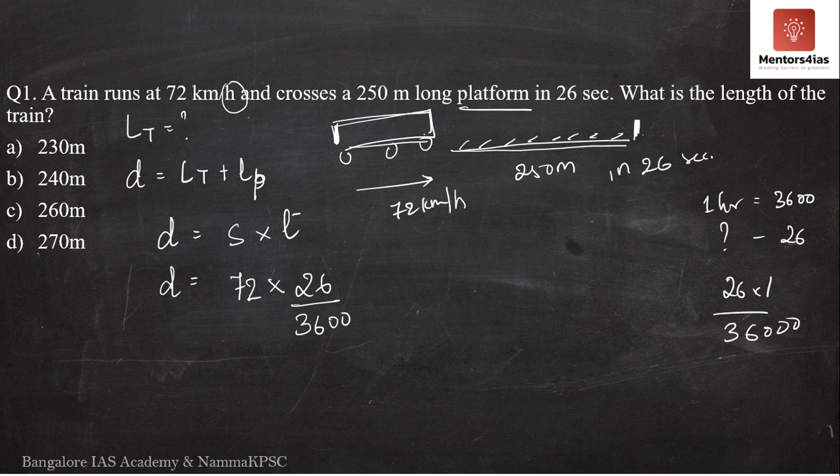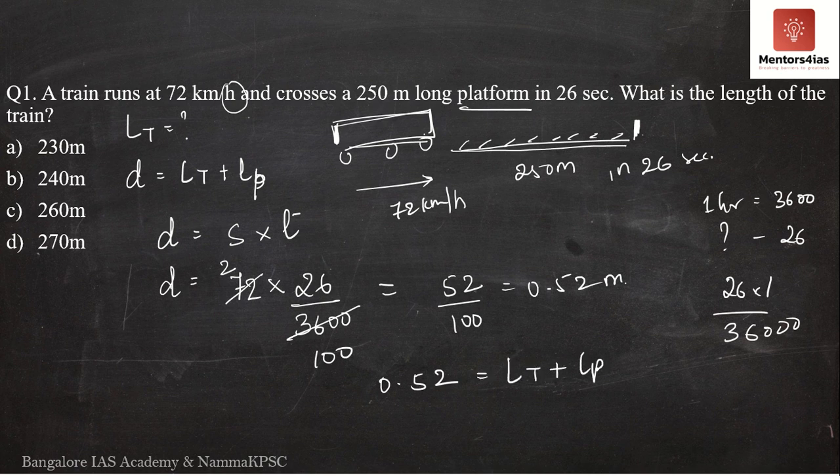Now, obviously 36 into 2 is 72. So 36 twos are 72. This is 100. We have 6 twos are 12, 1 carry here, 2 twos are 4, 5 divided by 100, or 0.52. Therefore, distance is equal to 0.52 kilometers, or the total length over here is 0.52 kilometers. Now I'm going to write it in terms of meters. So we have 520 meters is equal to length of the train plus length of the platform.